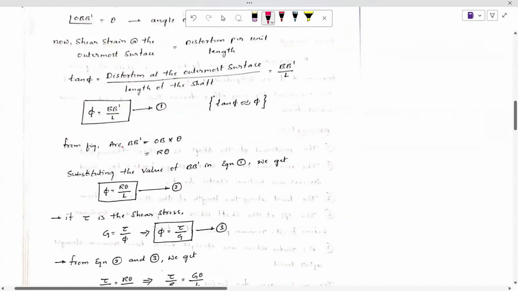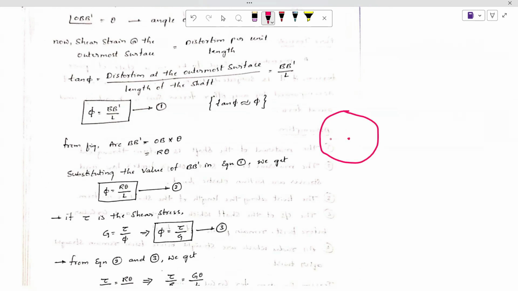Next, from the figure, what is that figure? Here we have considered one circle. From this center, if you draw one line, this will become O and this is B. From here to here, it is B dash. This angle is nothing but theta. From here to here, it is a radius R.